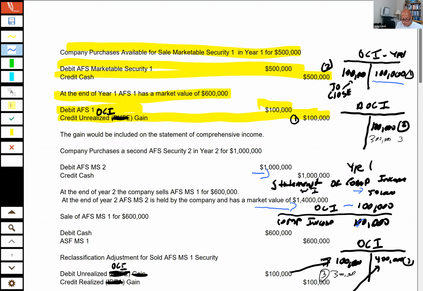So now when I close my comprehensive income, okay, what'll happen? I'm going to debit it 300,000 and I credit what? I should probably put a 3 there so you realize that's the same entry. And I credit my accumulated other comprehensive income, and the accumulated other comprehensive income is showing what? 400,000, as it should, because I have a security that's now worth 1.4 available for sale, and there's 400,000 in my accumulated other comprehensive income. Question?